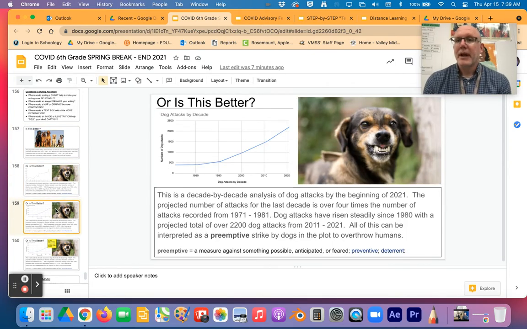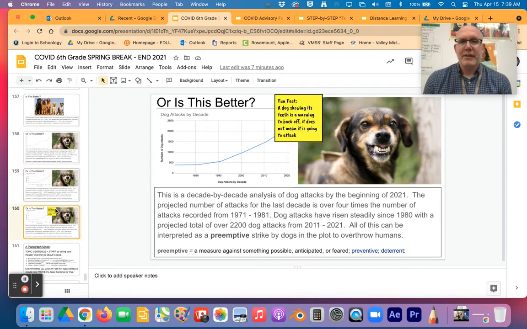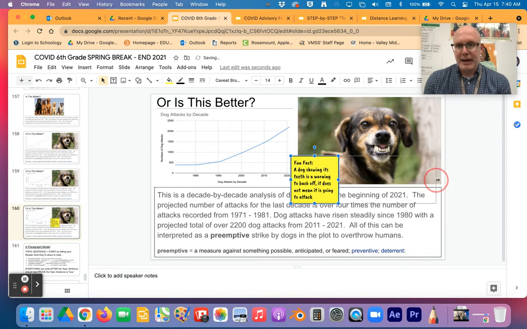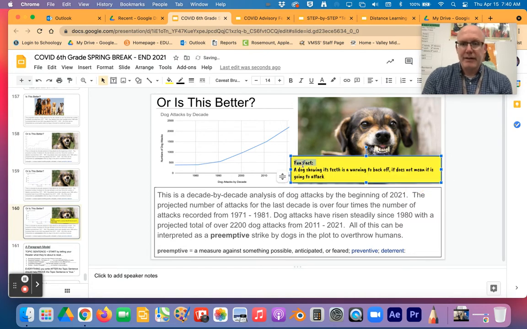And is this better? Now you got to watch out for going overboard because let's say I threw this in. So now I have a fun fact box. A dog showing its teeth is a warning to back off. It does not mean it is going to attack. All right. So that's extra information about dogs' teeth, right? So now this is a text box, but it actually kind of acts like a caption. So I could use it as a text box. What if I used it as a caption and got rid of this fun fact, right? What if I did that?